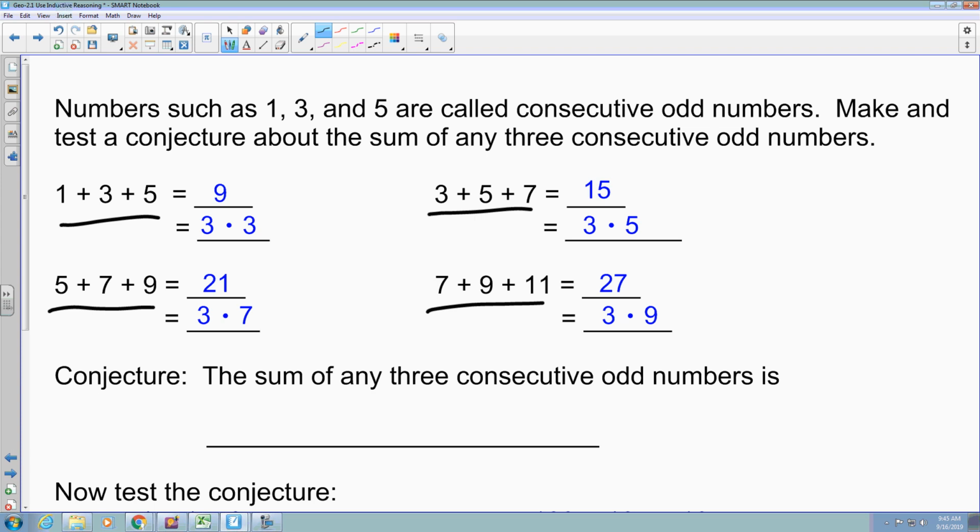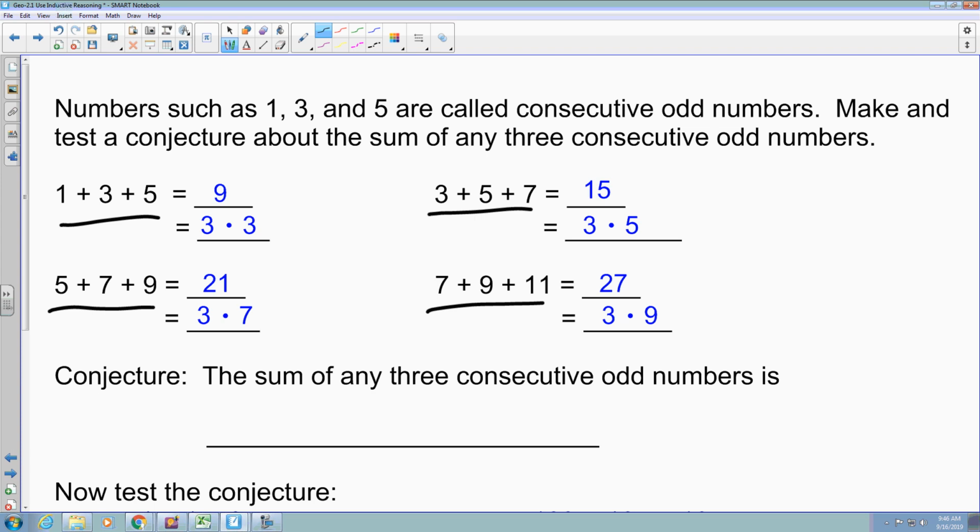So if you look, they give you the sum of 1 plus 3 plus 5, which is 9, but they're also telling you that 3 times 3 equals 9. 5 plus 7 plus 9 is 21, and 3 times 7 is also 21. Look here, 3 plus 5 plus 7 is 15, and 3 times 5 is 15. And then finally, I have 7 plus 9 plus 11 is 27, and 3 times 9 is also 27.